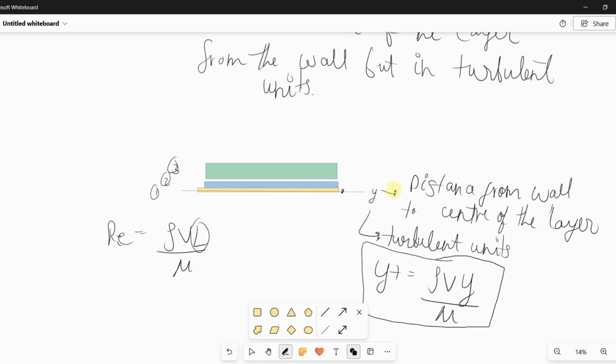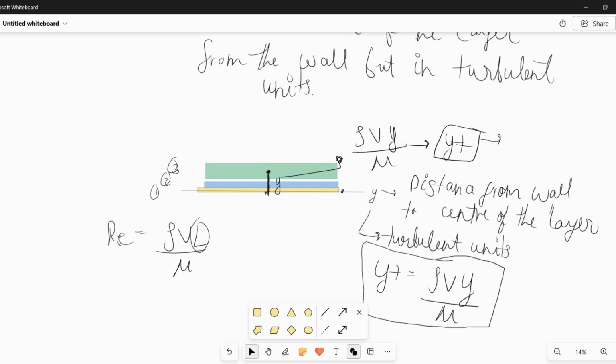Understood? So your y plus is technically your distance from the surface to the midpoint of the boundary layer, sorry, the inflation layer. So this is y, but when I replace it in this equation, rho v y divided by nu, I get my y plus value, right? So this is the definition of y plus: the distance from the wall to the center of the inflation layer, but in turbulent units.